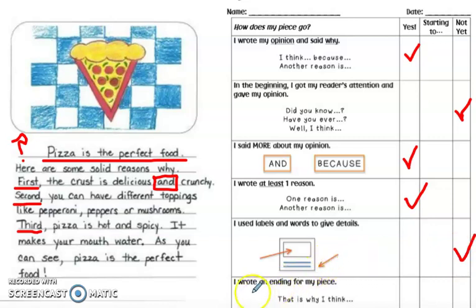And the last one is, I wrote an ending for my piece. Do you see any conclusion sentence in her writing? Yes, I see it. As you can see, pizza is the perfect food. Then I check yes.